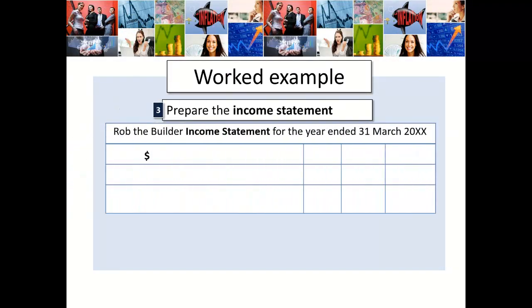Income statement, again, we've been here, done that before. We're talking distribution costs here, depreciation on the delivery van of $7,000 on our income statement. That's an expense.